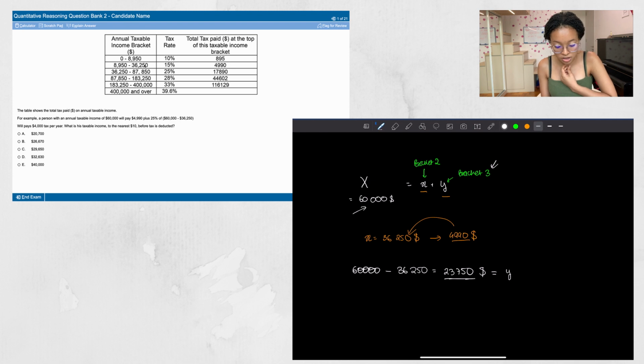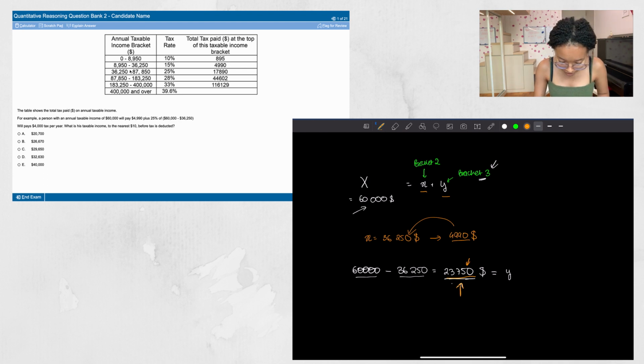And then the remaining amount of money, which is located in bracket 3 here, is y, and it's equal to the subtraction of 60,000 minus 36,250, which is equal to $23,750. And so now we have to figure out how much tax I have to pay on this amount of money. And so if we look back on the table, they tell you that anything within the third bracket, which is what I'm having here, has to have a tax rate of 25%.